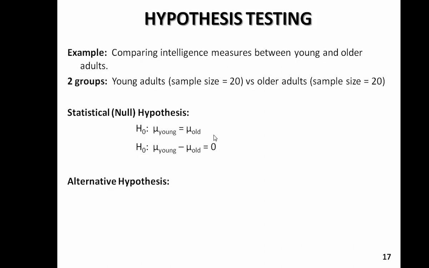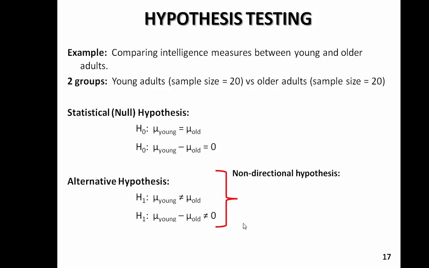The alternative hypothesis is the opposite here. The opposite of the scores of the young adults equaling that of the older adults is that they will not equal. The scores of the young adults will not equal the scores of the older adults. Transposing the right-hand side of this equation to the left-hand side indicates that the difference in the intelligence measures between young adults and older adults will not equal 0.